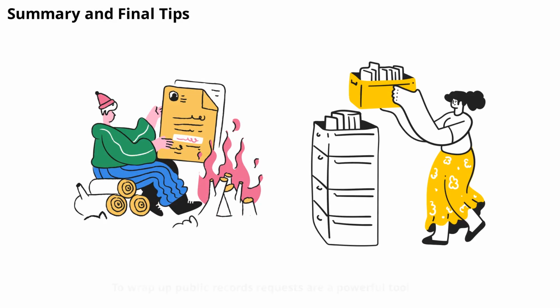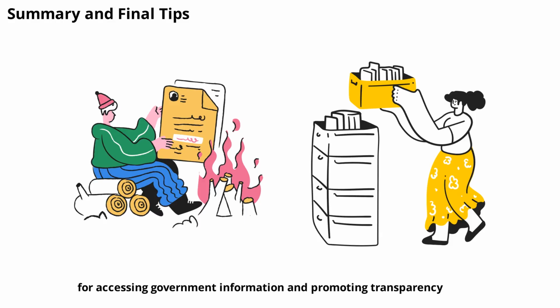To wrap up, public records requests are a powerful tool for accessing government information and promoting transparency. Remember to be specific, polite, and persistent in your requests. Check your state's laws, understand possible exemptions, and don't hesitate to appeal if necessary.